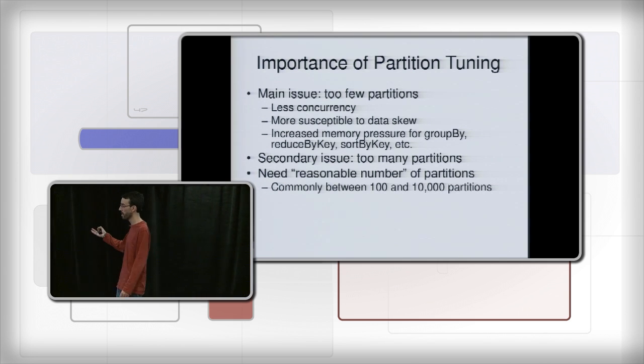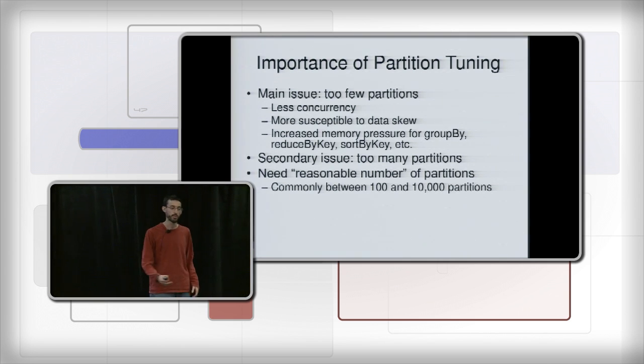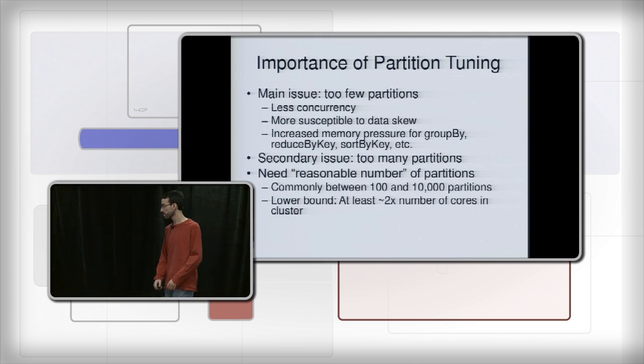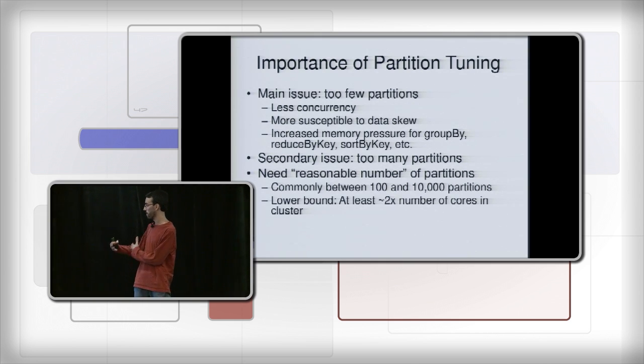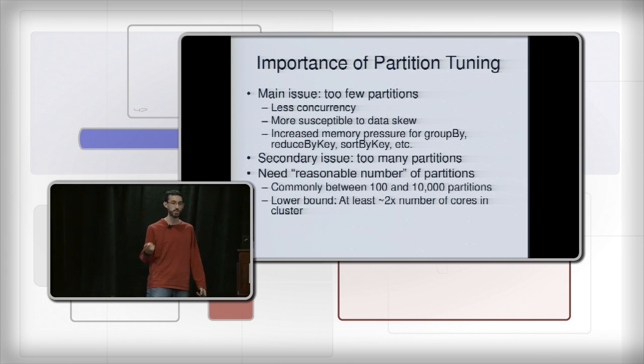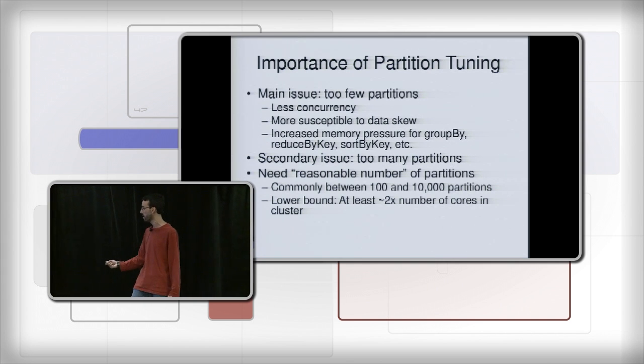You can go higher than 10,000 if you have a very large cluster or a lot of data, and you can go lower than 100 if you have a very small cluster or very small data. As a lower bound for a particular job, you tend to want at least 2 times as many partitions as the number of cores in your cluster, perhaps a little less than that, so you can have at least 2 waves. This allows you a little more wiggle room.